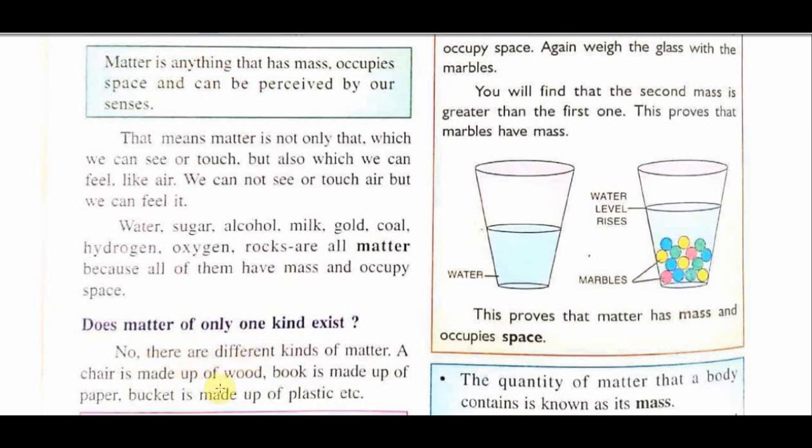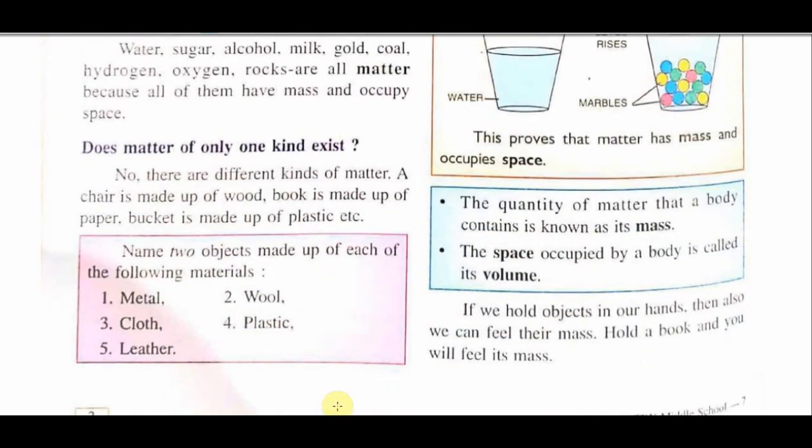A chair is made up of wood, which is a different matter. A cup or bucket is made up of plastic, which is a different matter. Now we will also see this box. Students, try to answer these questions. These are oral questions. You do not have to write this in your notebook.